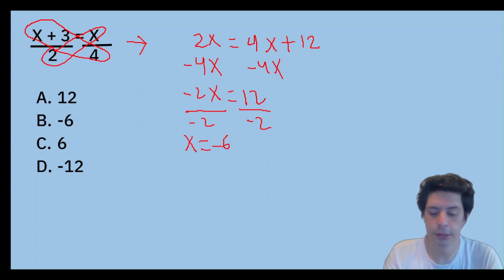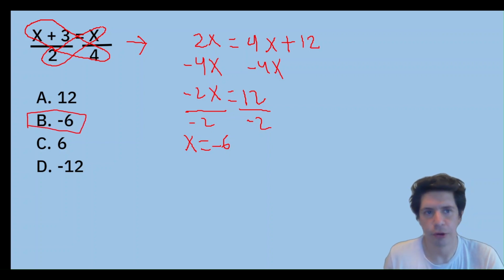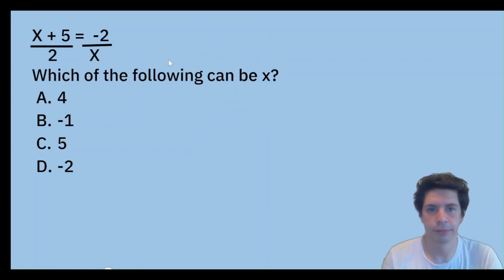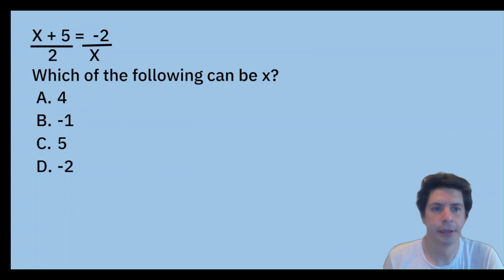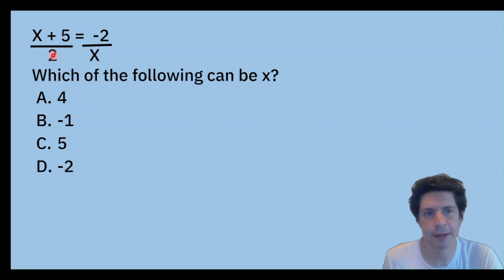Which is B. Nice and straightforward, that one, right? Just a warm up. If you can do this, you'll be able to do question 8. We'll go to the next one now, which is gonna be, which of the following can be x? Okay. And here, right, we have (x plus 5) over 2 equals -2 over x.